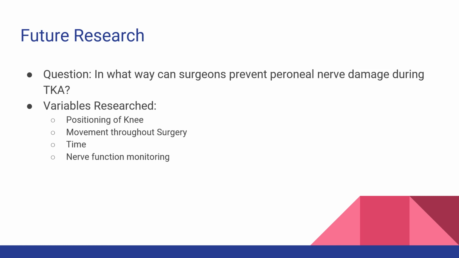To answer this question, we looked at a couple different variables that could be researched, including positioning of the knee, so looking at different positions to see which one would cause the least amount of pressure on the peroneal nerve, looking at movement throughout the surgery to see if there is a way to move the knee so that this peroneal nerve isn't compressed for that long amount of time, and looking at time to see how long it takes for that compression on the peroneal nerve to cause nerve damage, and also looking at nerve function monitoring, so looking at if we can monitor the peroneal nerve and see when it is becoming damaged, and possibly implementing one of the other techniques such as positioning or movement throughout surgery.